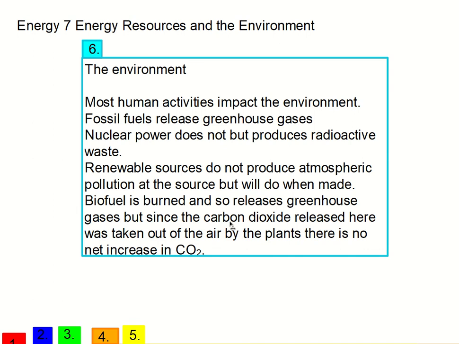Contrast that to fossil fuels. Fossil fuels were alive 200 million years ago. So the carbon dioxide they took out of the atmosphere has not been in the atmosphere for the last 200 million years. And so therefore when you burn the fossil fuels, the carbon dioxide they release is effectively new, and so you do have an increase in greenhouse gases.